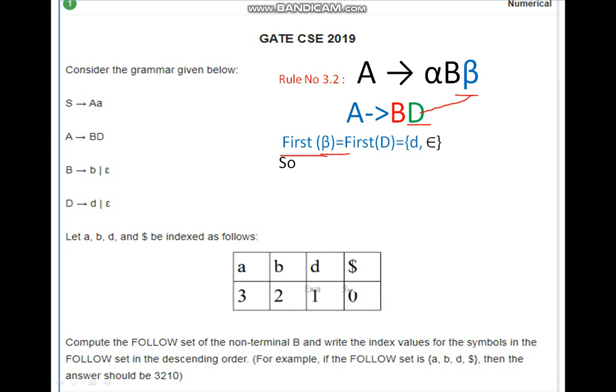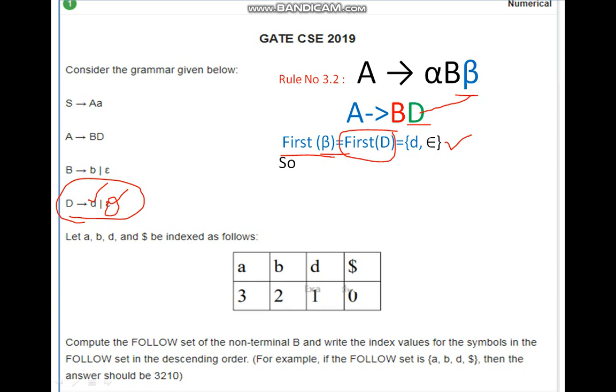So first of beta equals first of D, and first of D you will find out from here. First of D equals d and epsilon, because terminals are directly given, terminals and this epsilon. So you can directly add. This is first of what? Beta or first of D.